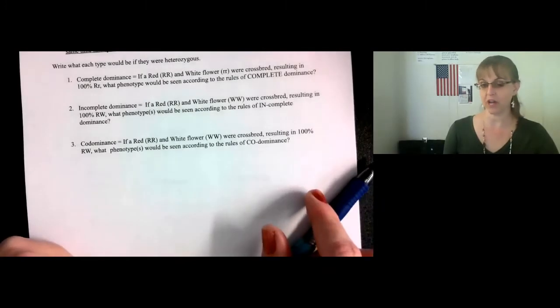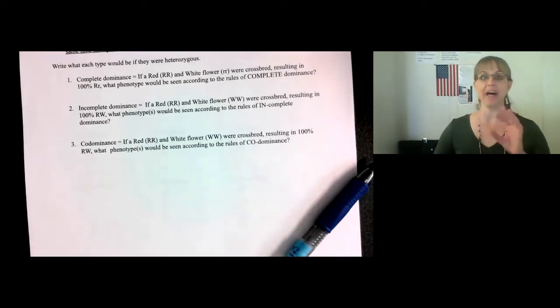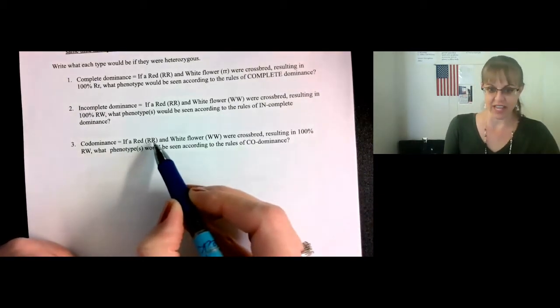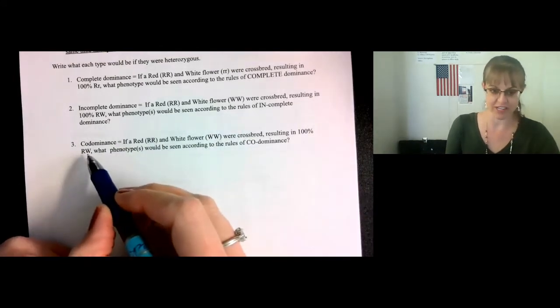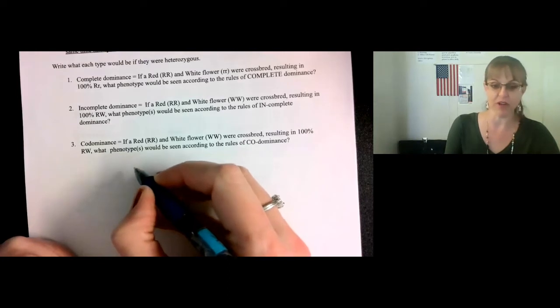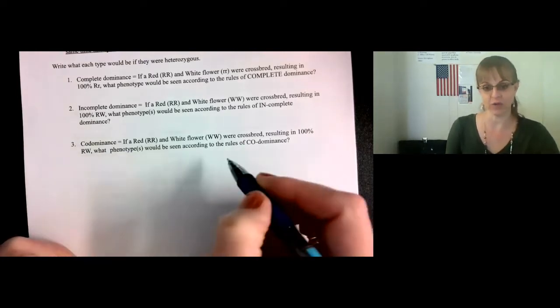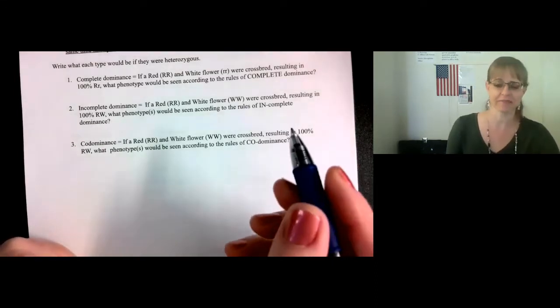Codominance means that both colors are still seen clearly, but you have splotches or speckles of both colors. They don't mix, instead you see both colors. So if red is capital R, white is capital W, and you have an RW, you would see both red and white. So you can put red and white, spotted, speckled, splotched, something like that.